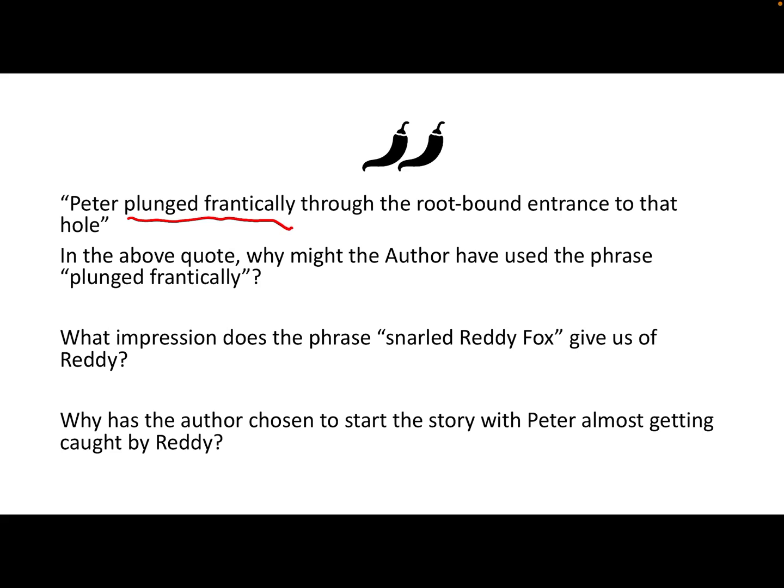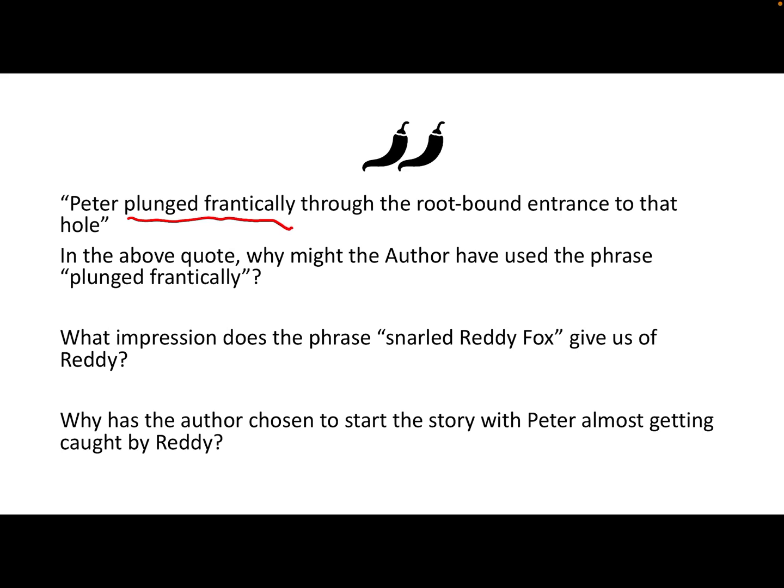We've got, what impression does the phrase snarled Reddy Fox give us of Reddy? So the author is telling us how Reddy Fox is talking. So why has he chosen to make Reddy Fox snarl? What does snarl mean? What sorts of animals might snarl and when might they snarl?